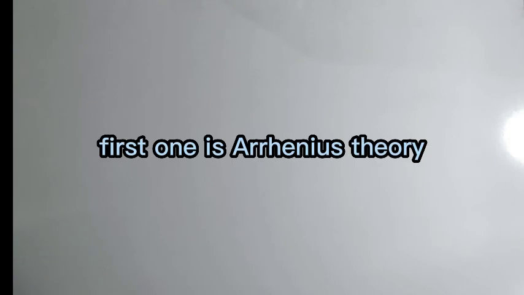In this lesson, I am going to discuss the acid-base theory. There are three main explanations about this theory. The oldest one is the Arrhenius theory. It was proposed in 1887 by Svante Arrhenius. So this is the most basic theory and easy to understand.